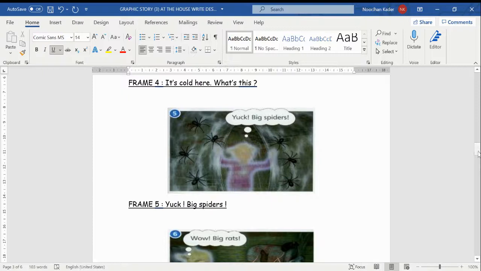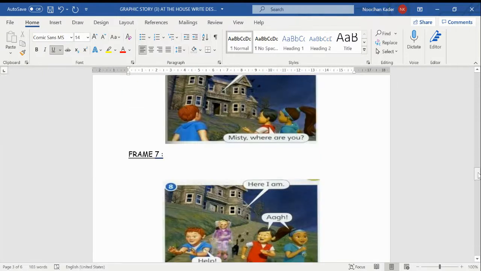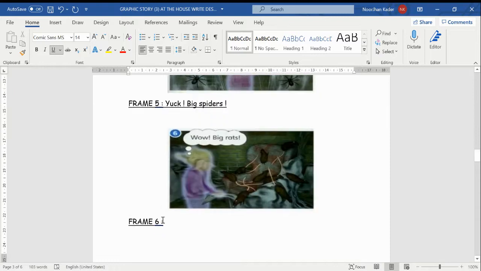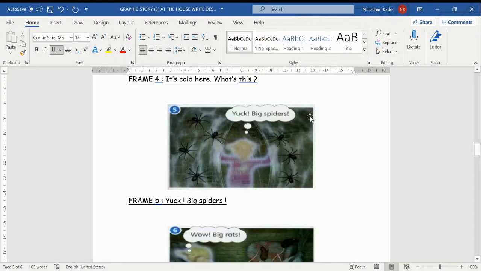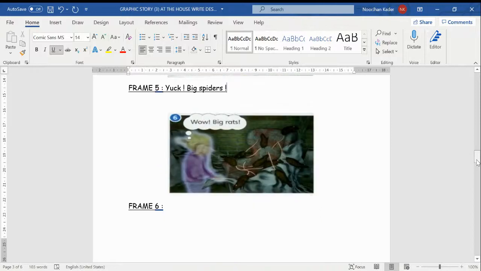Sixth frame. Same as the fifth frame. Yuck, big spiders is also a phrase here. Wow, big rats. So this is also a description of what she finds in the cellar. Wow, big rats.